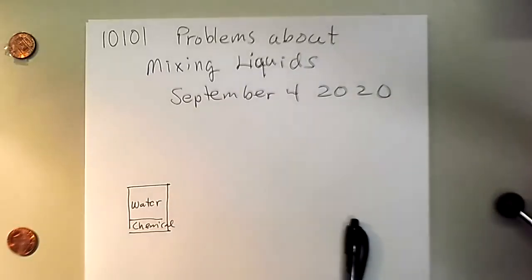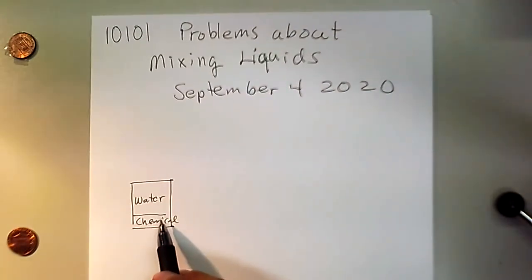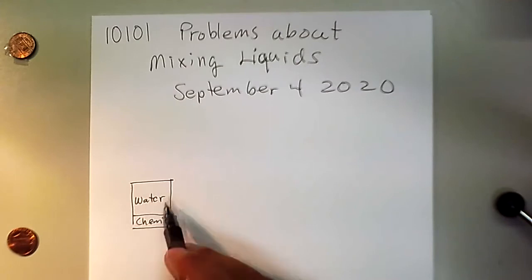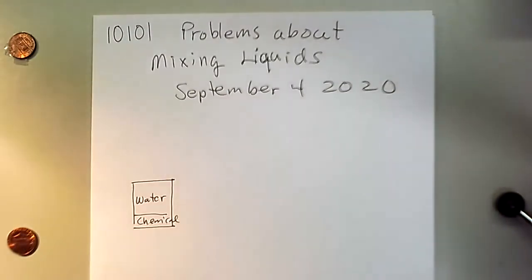We're going to look at problems when we are mixing some kinds of solutions with other kinds of solutions. So we're going to start out with a solution that has water and some chemical. I'm just going to call it chemical. It could be salt or fat or anything that mixes with water well.